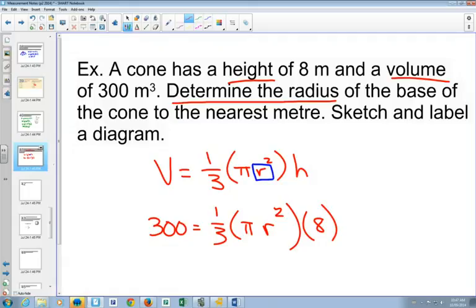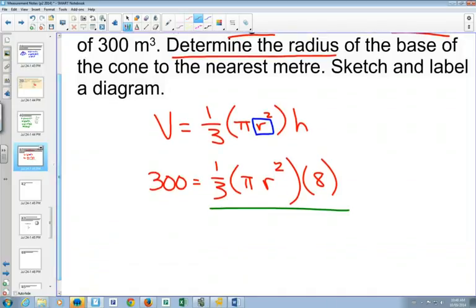So again, we're going to use our skills to get that r all by itself. Right now, this r is being squared and multiplied by 1/3, multiplied by pi, and multiplied by 8. If I want all those multiplication things on the other side, the opposite of multiplying by 1/3, multiplying by pi, and multiplying by 8 is dividing. So I'll do that to both sides. I'll divide by 1/3. That'll cancel that out. I'll divide by pi, and I'll divide by 8 on both sides.